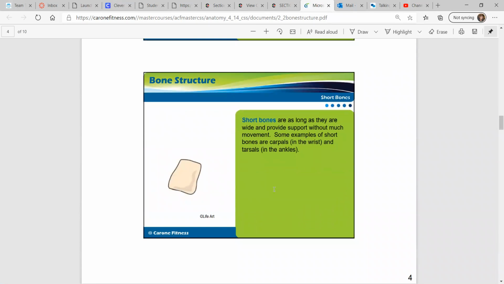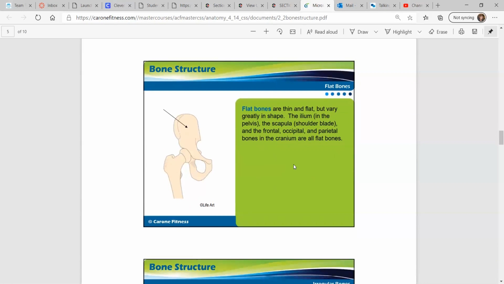Short bones are as long as they are wide, so they're almost squarish in shape, and provide support without much movement. Some examples of short bones are carpals, so bones in your wrist, and tarsals, bones in your ankles. Flat bones are thinner and flat, but they can vary greatly in shape. The ilium in the pelvis, the scapula, the shoulder blade, and the frontal, occipital, and parietal bones in the cranium are all flat bones.